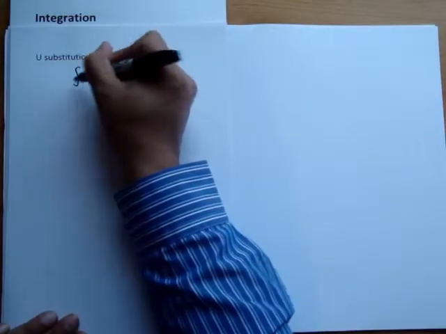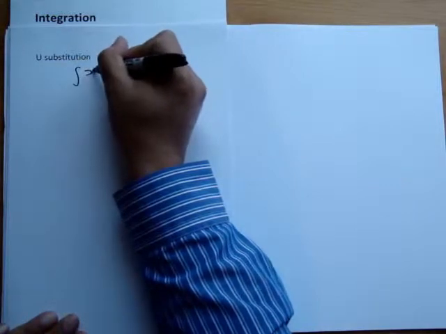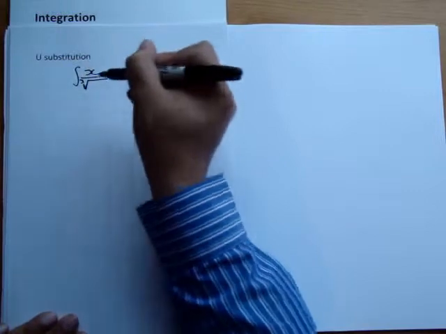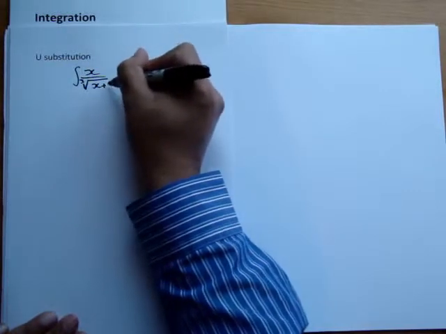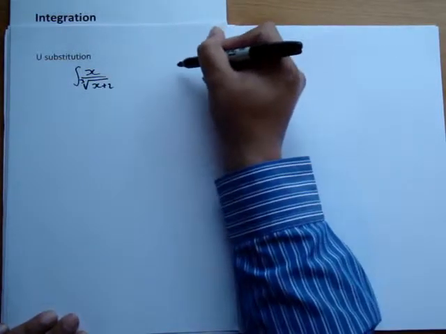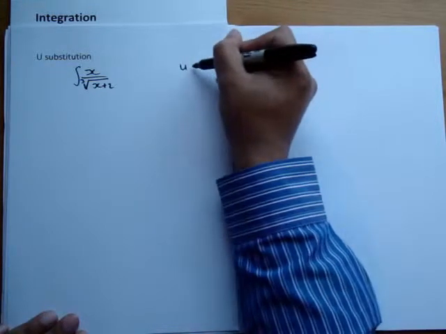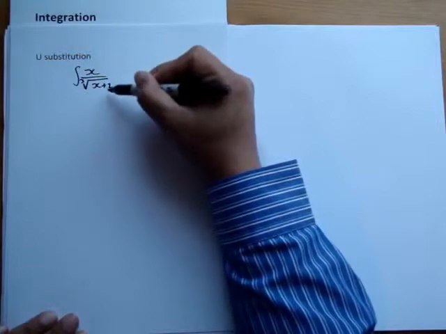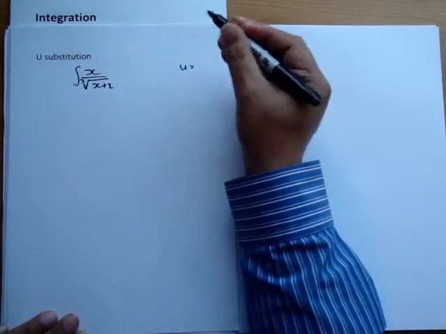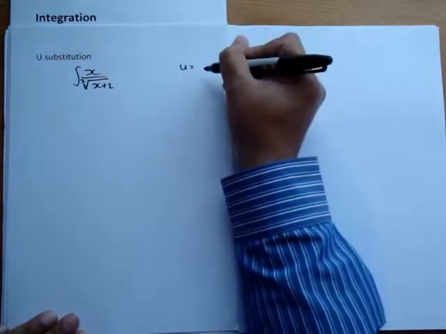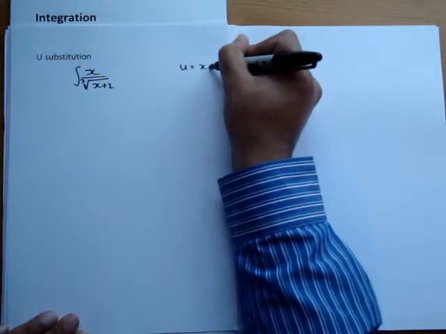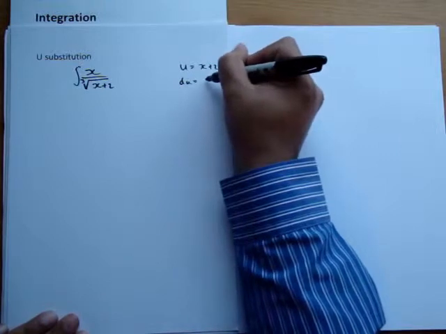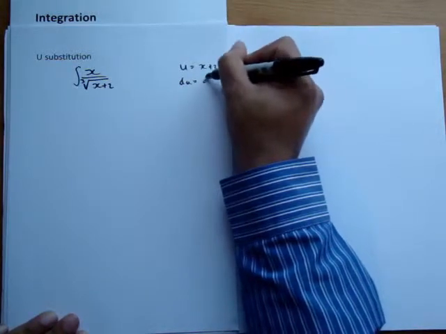Another integration: the integral of x over the cube root of x plus 2. So let's choose a u value, and usually we use what's in a bracket, or what's underneath the cube root or the root. So u is x plus 2, du is dx.